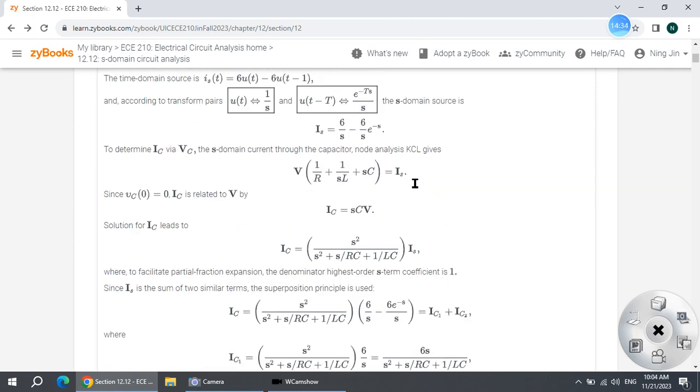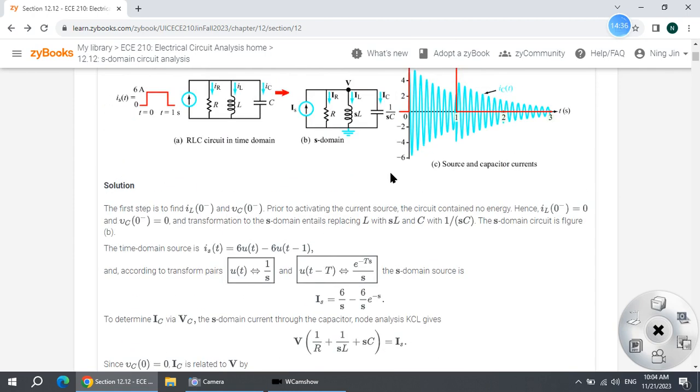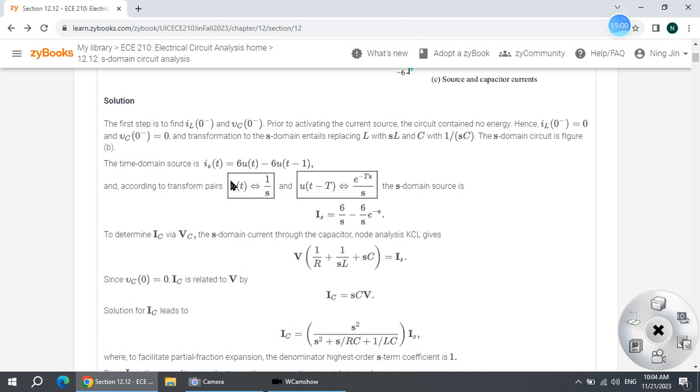And also I want to know what is IC. Now what is IS, right? IS is this one. It's this rectangle going up and coming down, right? So it is up by 6. So it's 6 times a unit step and minus 6 times the same unit step happening at time equal to 1. So IS of t is this one. Then you just check the table. You can find these two terms from the table directly.